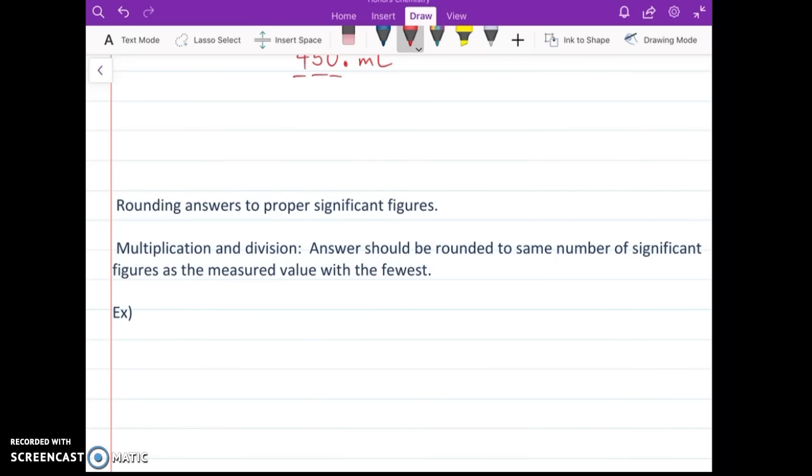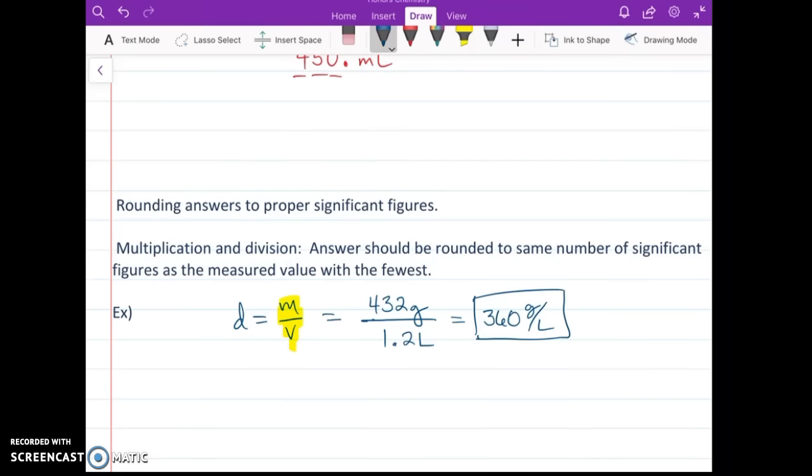So let's take a look at what that might look like. Let's say I measure the density of something, and density is equal to mass over volume. So if I'm calculating density, I'm going to be doing division, mass divided by volume. So let's say my mass is 432 grams, and my volume is 1.2 liters. So when I do the division, the calculator is going to give me a raw answer. And the calculator gives me a raw answer of exactly 360, and that would be grams per liter. And this answer is actually correct in terms of significant figures. So I'm going to go ahead and box that in.